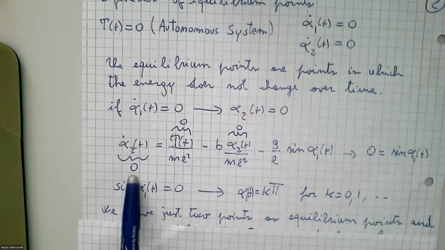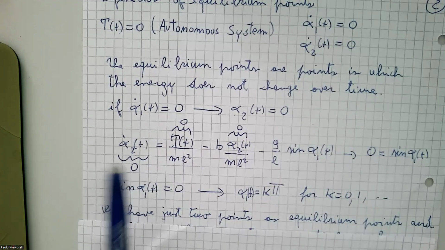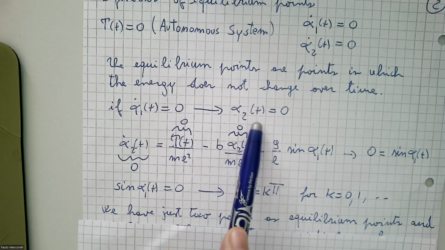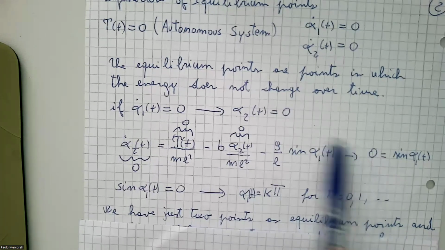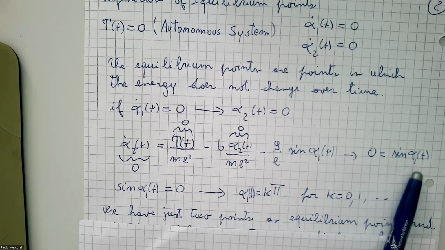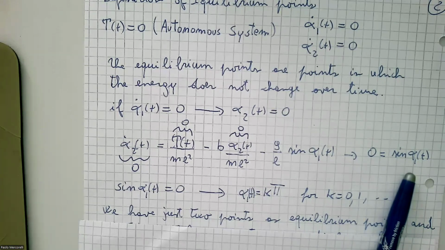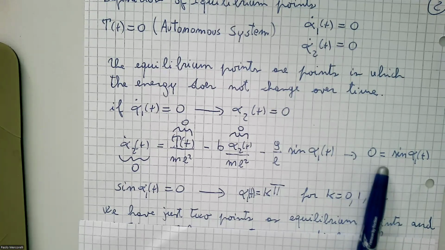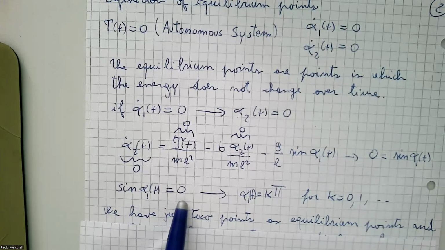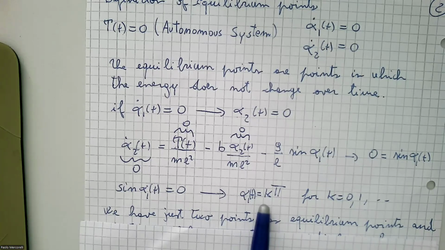But now, if alpha 2 equals 0, we have alpha 2 derivative equals 0. This is 0 from the basic definition. This is 0 because this is 0. We obtain from the second equation, which is written here, that the condition on alpha 1 to calculate the equilibrium points is this one, 0 equals sine of alpha 1. This means sine of alpha 1 equals 0 implies alpha 1 equals k multiplied pi.